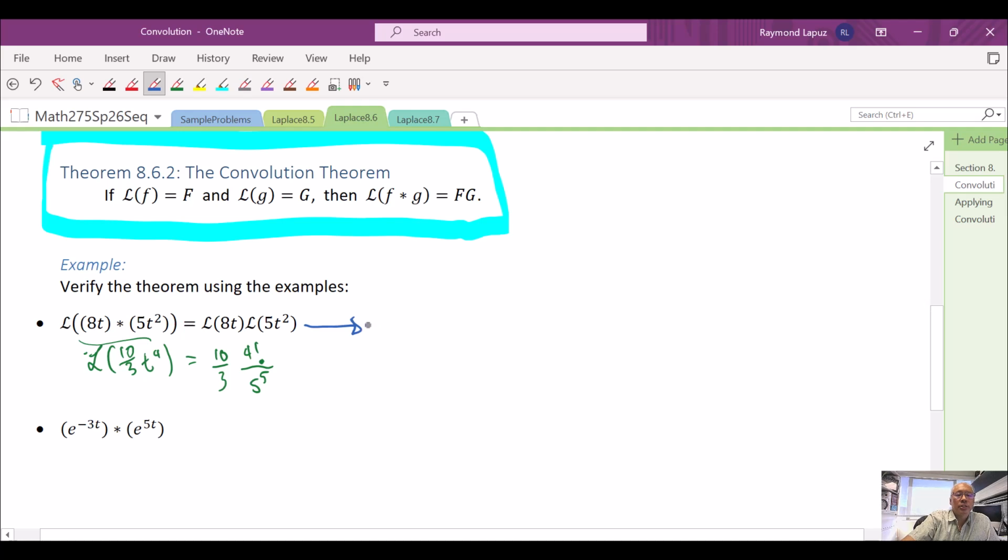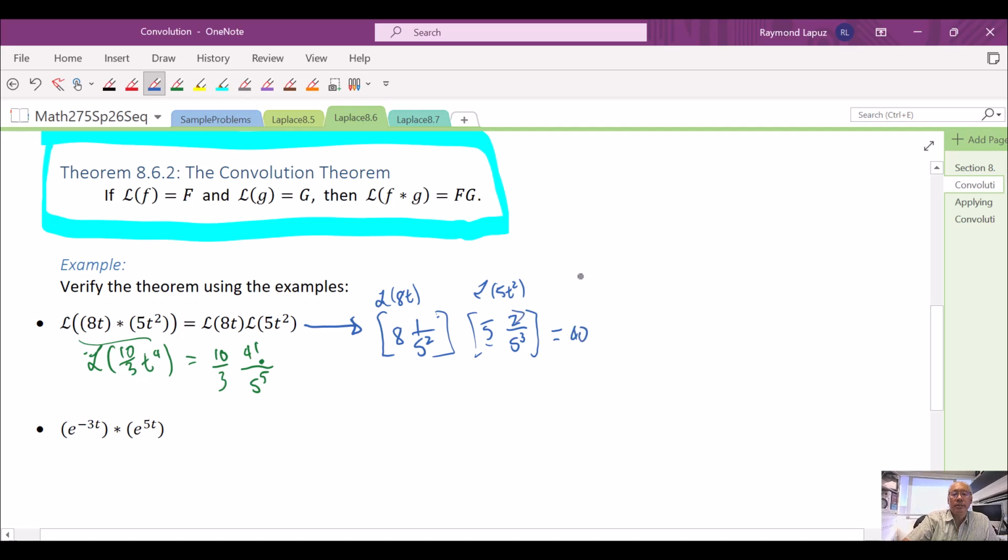So the Laplace transform of 8t turns out to be constant 8, and then the transform of t is 1 over s squared, I believe. And then now take the Laplace transform of 5t squared, so this is going to be 5 constant. And then the Laplace transform of t squared is, I think, 2 factorial divided by s to the third. All right, so let's simplify that. 5 times 8 is 40.